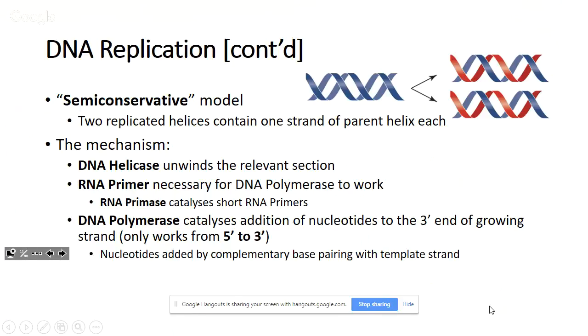So DNA helicase comes in and unwinds the double helices by breaking all the hydrogen bonds between those little nitrogenous bases. And the next thing that happens is RNA primase comes along and sticks an RNA primer where you want the DNA replication to begin. And DNA polymerase then joins the party and begins to catalyze the addition of new nucleotides onto the existing template strand, right? And remember, the DNA polymerase can only work in a 5' to 3' direction. It can't work the other way.